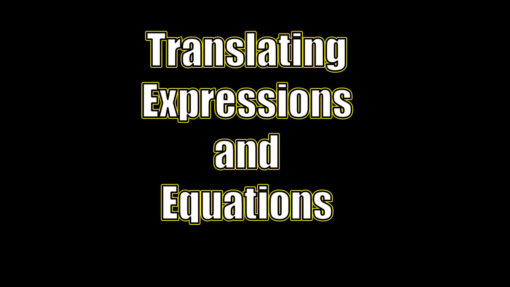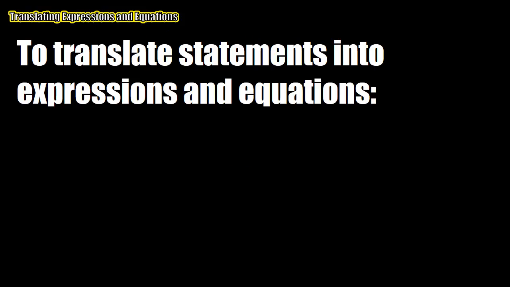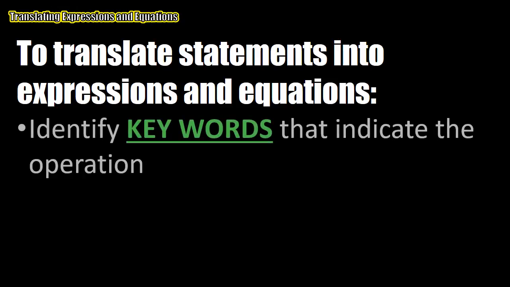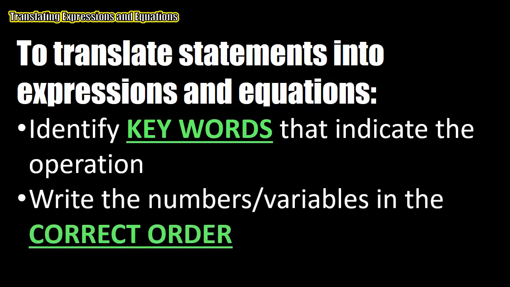And so what you're going to do is you're going to see some kind of statement, phrase, or sentence, and you're going to have to write it using numbers. To translate statements into expressions or equations, it's important that you identify keywords that indicate what operation or operations to use. Then you write the numbers or the variables in the correct order. The variables are just the places where the numbers can go, and we're going to use letters for that.